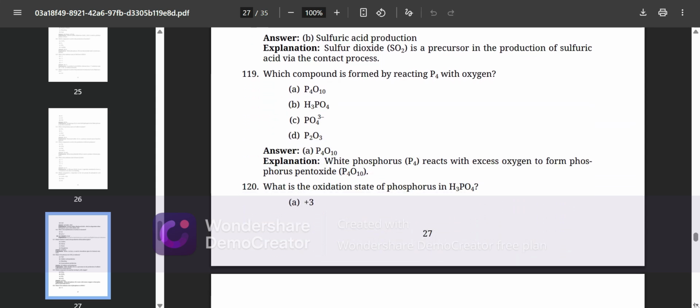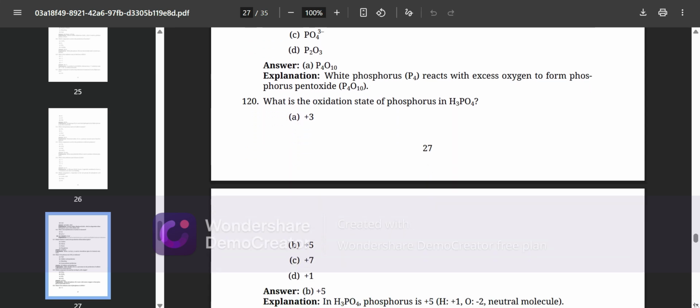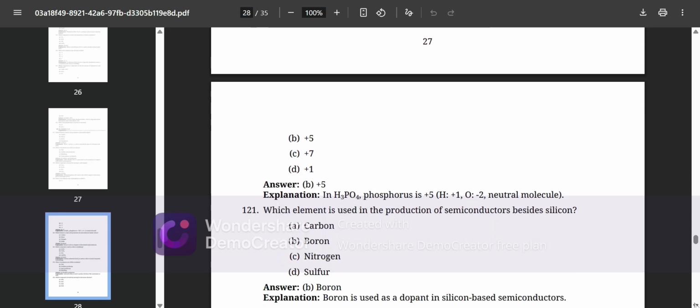Which compound is formed by reacting P4 with oxygen? P4O10. White phosphorus P4 reacts with excess oxygen to form phosphorus pentoxide P4O10. What is the oxidation state of phosphorus in H3PO4? Plus 5. In H3PO4, phosphorus is +5. H is equal to +1. O is equal to -2. Neutral molecule.